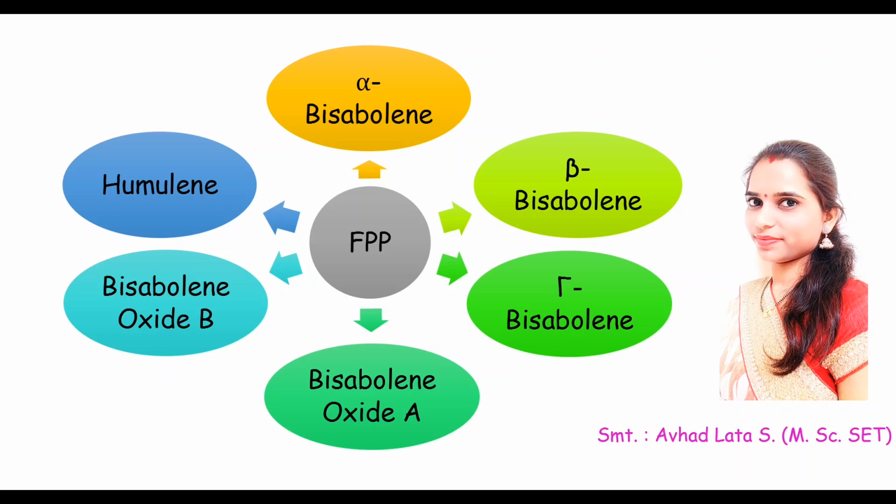In today's lecture, we are going to discuss the biogenesis of alpha bisabolene, beta bisabolene, gamma bisabolene, bisabolene oxide A, bisabolene oxide B, and humulene from FPP. Now let us see the biogenesis of alpha bisabolene, beta bisabolene and gamma bisabolene from FPP.